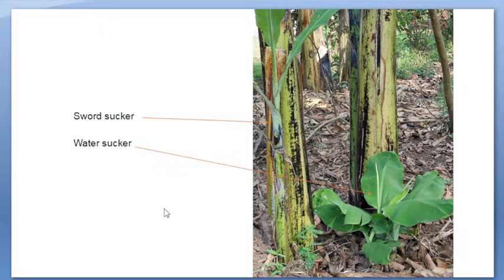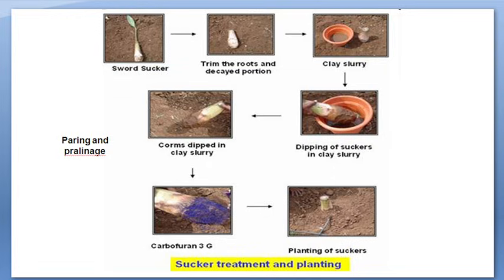So now you have selected the sucker. You can see in this photo, this is a sword sucker. This can be used for propagation purpose. And this is a water sucker. These sword suckers only we will leave for ratooning. So you have selected the sword sucker.